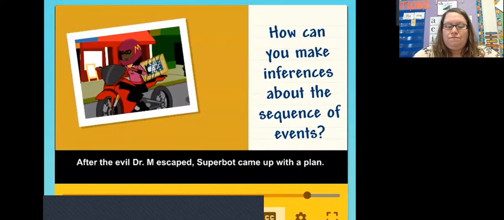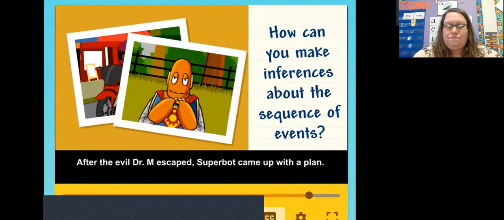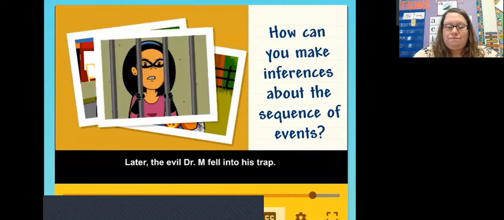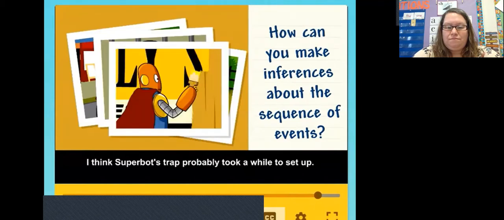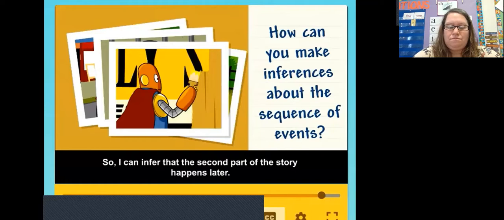After the evil Dr. M escaped, Superbot came up with a plan. Later, the evil Dr. M fell into his trap. I think Superbot's trap probably took a while to set up. So, I can infer that the second part of the story happens later.